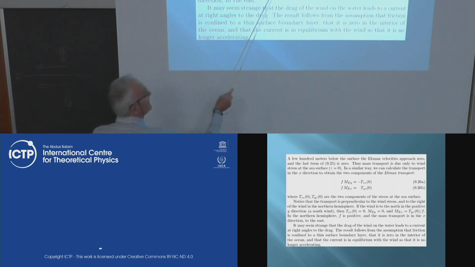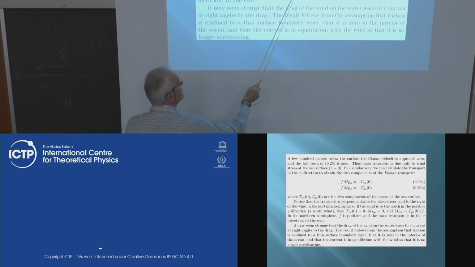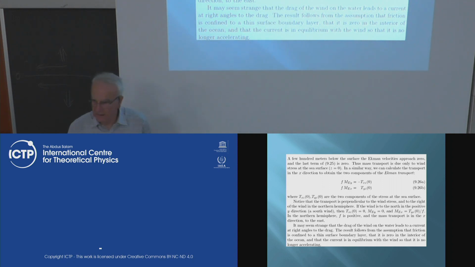Another interesting thing is that the component of the Ekman transport in the y direction is proportional to the wind in the x direction and vice versa. This is exactly what we obtained on very qualitative considerations, that the Ekman transport is to the right-hand side of the wind in the northern hemisphere. Here is what it says: in the hemisphere, if the wind is to the north in the positive y direction, a south wind, then the transport is to the right, and so forth.